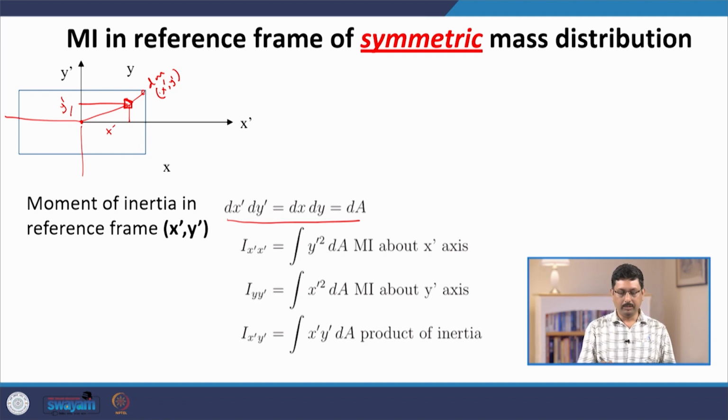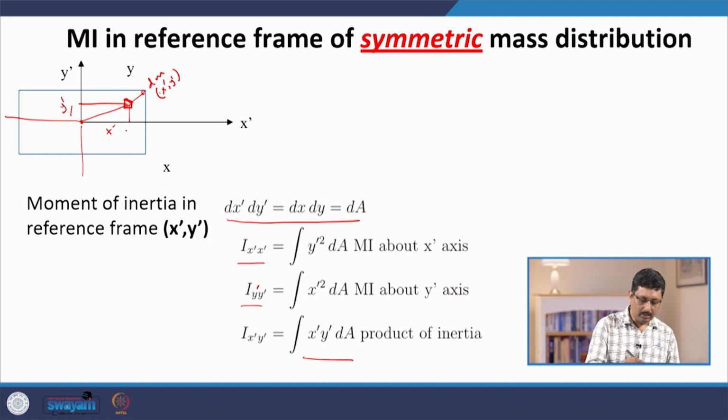Now, we apply the same definition. If I take this x axis, then the moment of inertia about this axis will be given by I x prime, and the moment of inertia about this y axis will be given by I y prime, and the product of inertia will be given by this quantity, x prime y prime dA. And since we see clearly that the mass distribution is symmetric about this axis, we expect that the product of inertia should be 0.